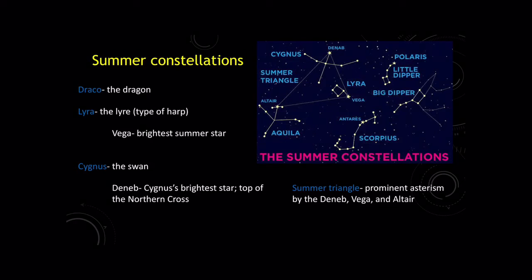Some summer constellations: you have Draco the Dragon, and Lyra, which is a type of harp, and Vega is located within it. It's the brightest summer star. Cygnus is the Swan. Deneb is its brightest star, and it also marks the top of the Northern Cross. And the Summer Triangle is made from Deneb, Vega, and Altair. It is a prominent asterism.